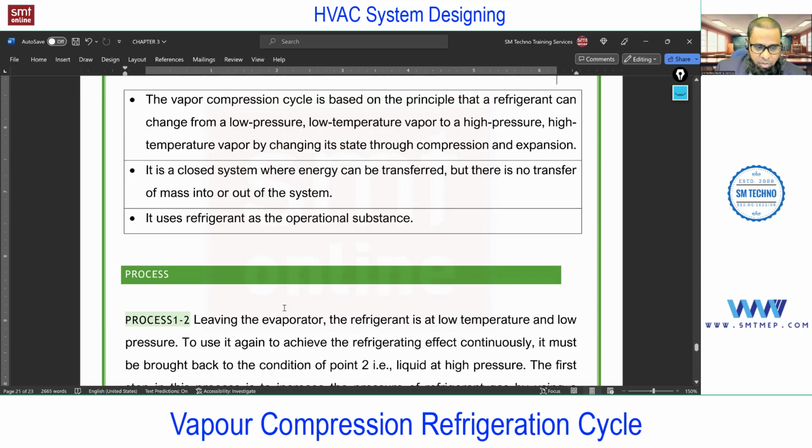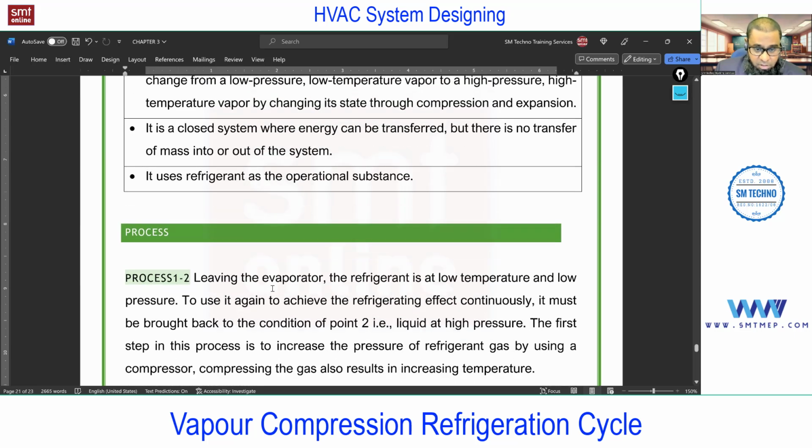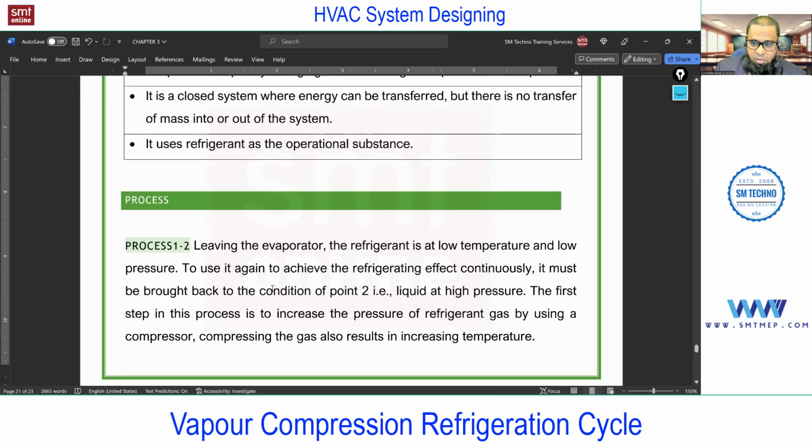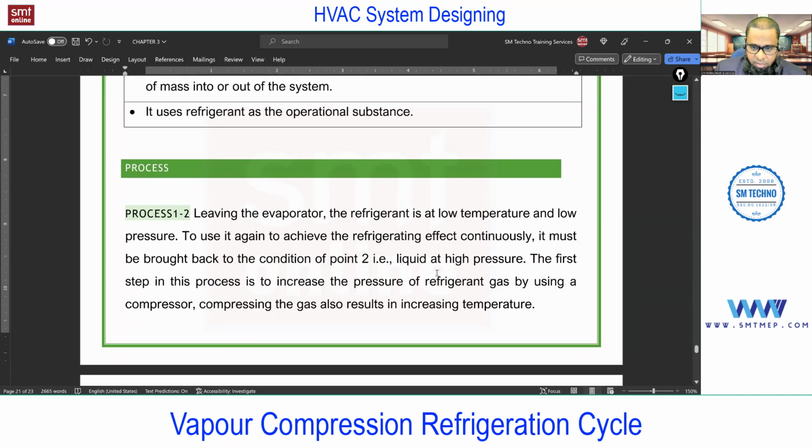So now you see point 1 to 2. Let me mark this point so that you will get a clear idea. Point 1 to 2: leaving the evaporator, the refrigerant is at low pressure and low temperature, and it is used again to achieve the refrigeration effect continuously. Let me mark this so that you will not get confused. Condition at point 2 means we require a high pressure and high temperature. So let me mark this first.